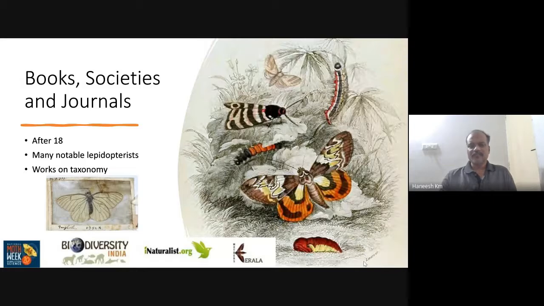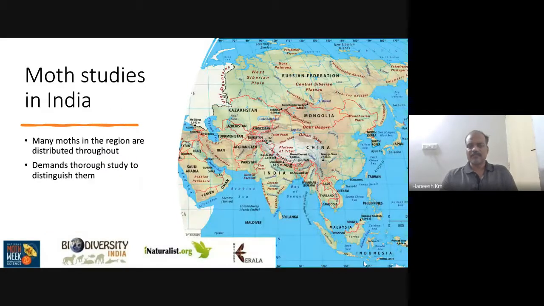Many people working in this area of butterflies and moths started seriously working on taxonomy. So what are the names? Suppose two people collected specimens from the same region and gave two different names. Then they would start discussing and finally settle on one single name. Those are the things happening after the 18th century. So that is the historical background.